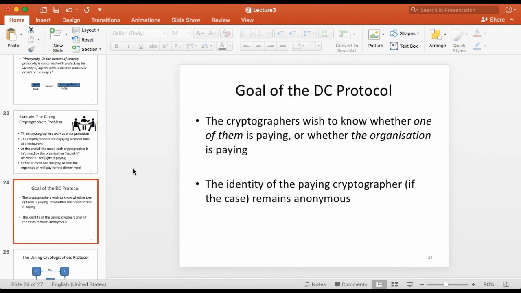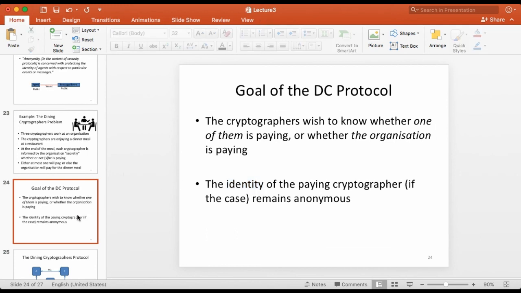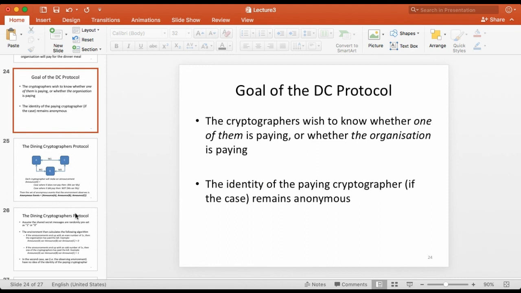So the goal of this dining cryptographers protocol then is that one of them, as I said, pays, or the organization pays. However, it's very important that if it is one of them who pays for the meal, that the identity of that paying cryptographer remains secret or anonymous. Okay, so it's either the organization who pays or a cryptographer, and if it is the cryptographer, the identity of the cryptographer must remain secret or anonymous.